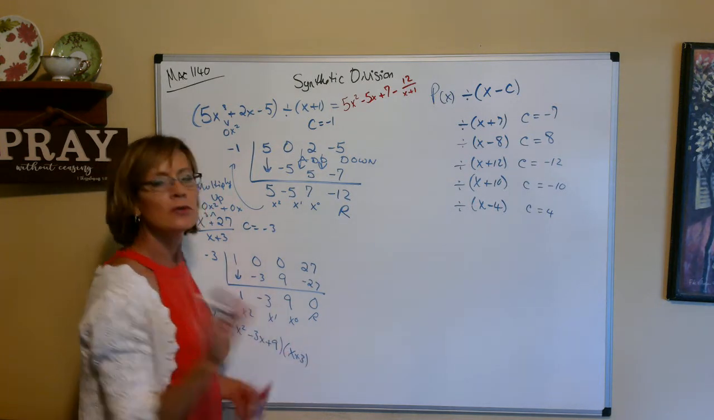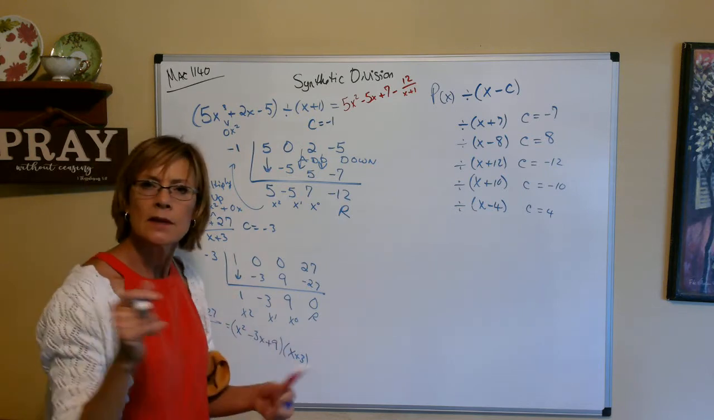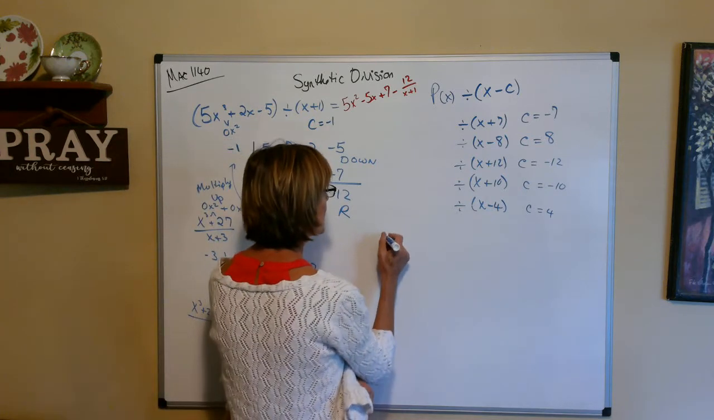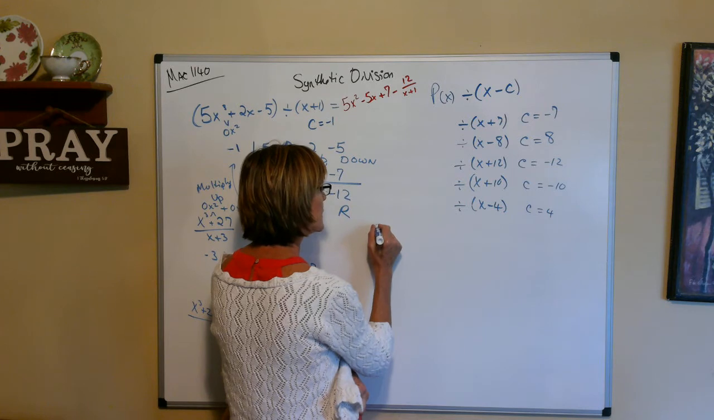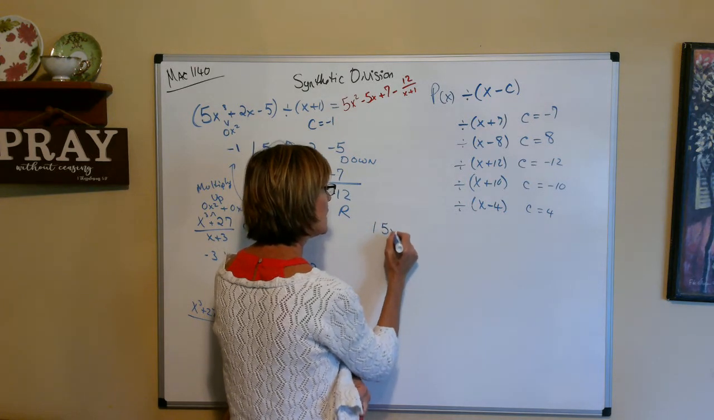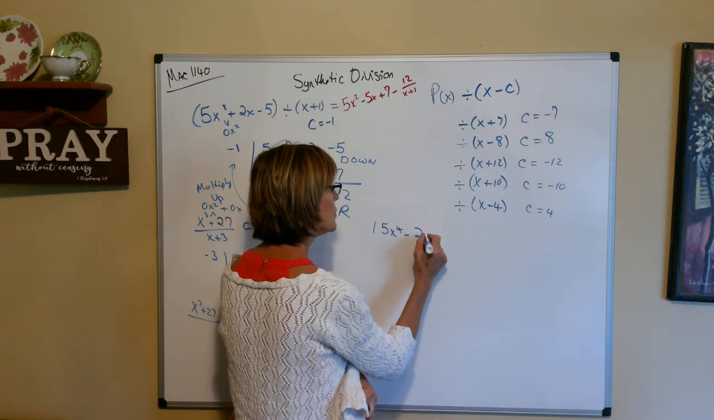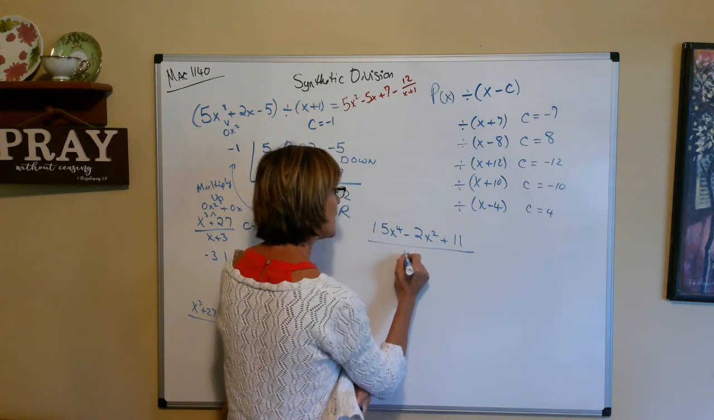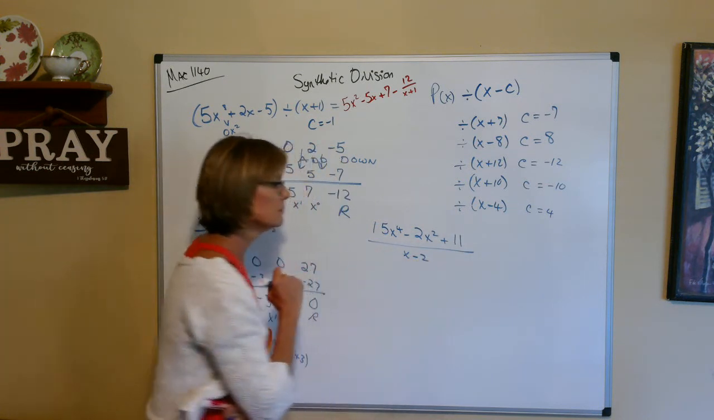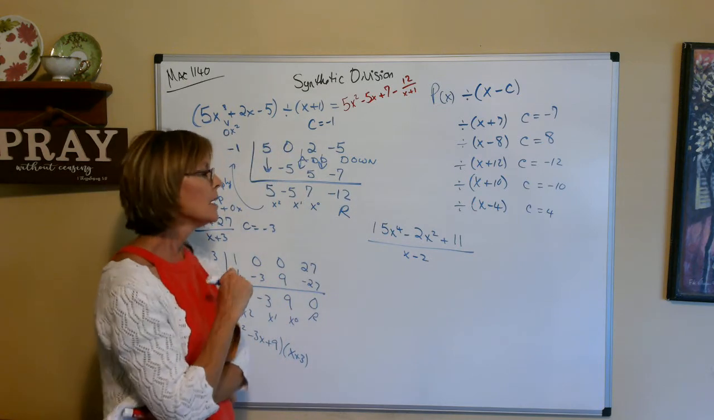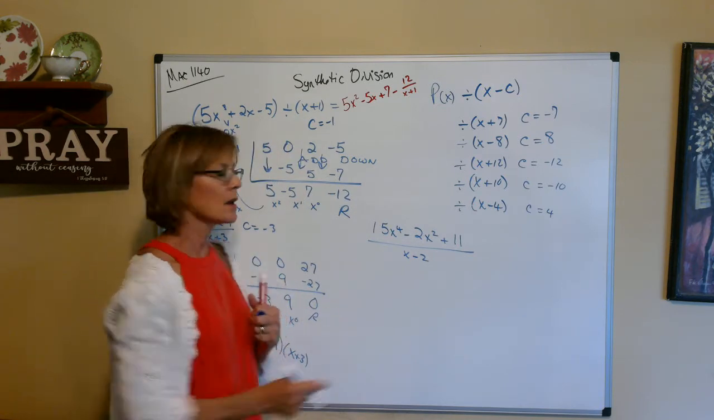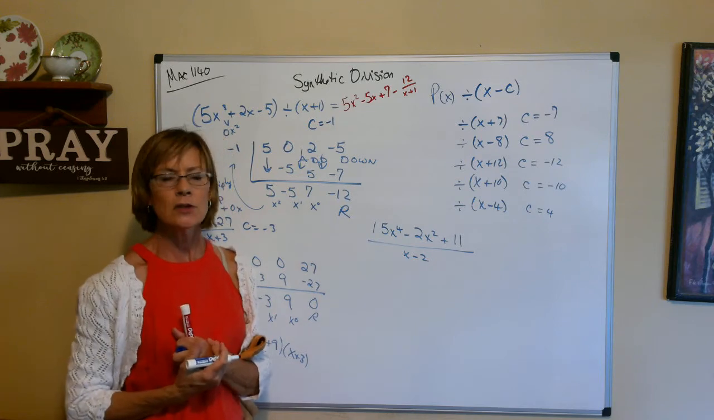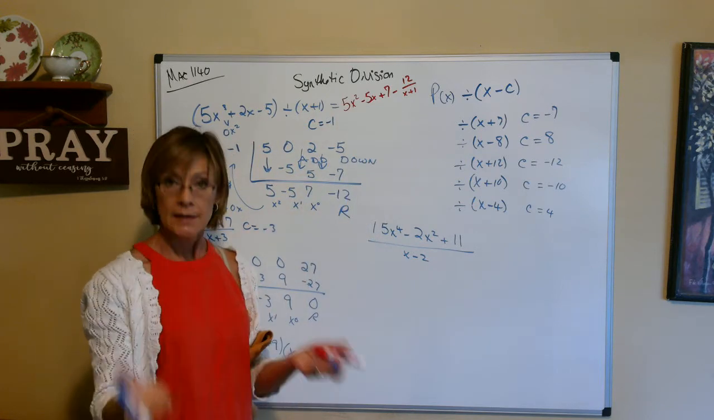Okay, let's do another synthetic and then we'll be done with synthetic. Let's make this up. How about 15x to the 4th minus 2x squared plus 11 divided by x minus 2? Let's do that one. First, can I use synthetic? Well, I'm dividing by x minus 2. That fits that form. Yes, I can.